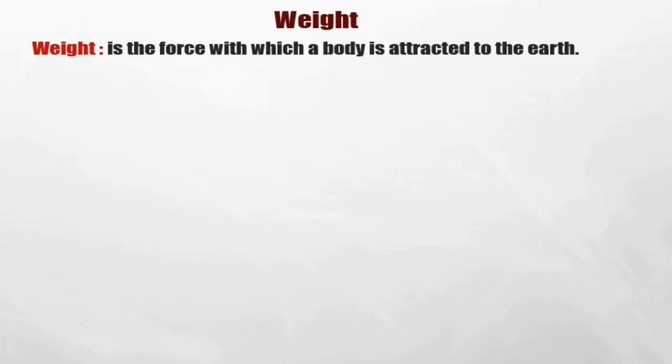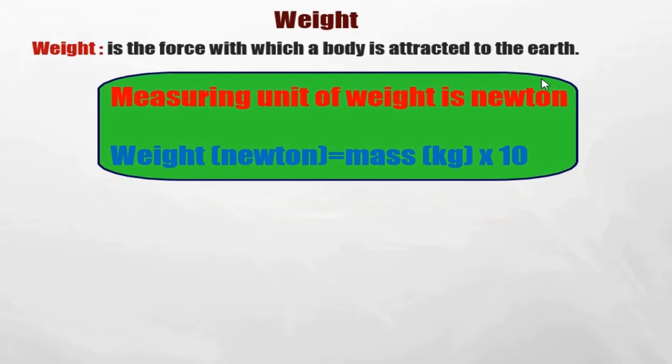After we knew what is meant by mass, its measuring tools, and also its measuring units, now we will know what is meant by weight. Weight is the force with which a body is attracted to the Earth. The measuring unit of weight is the Newton. Weight equals mass multiplied by 10. 10 refers to the acceleration of gravity of the Earth.